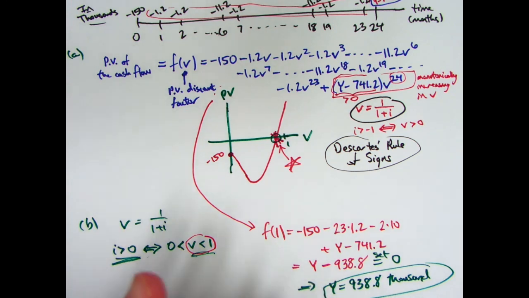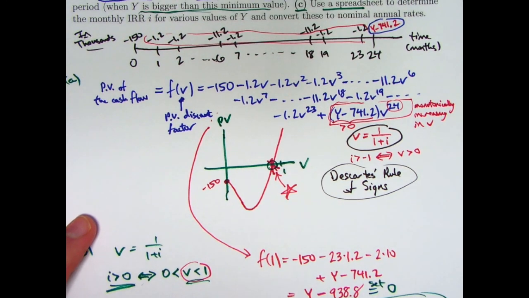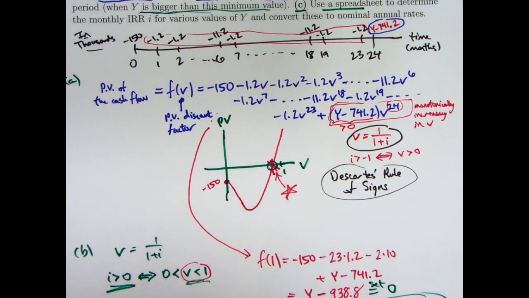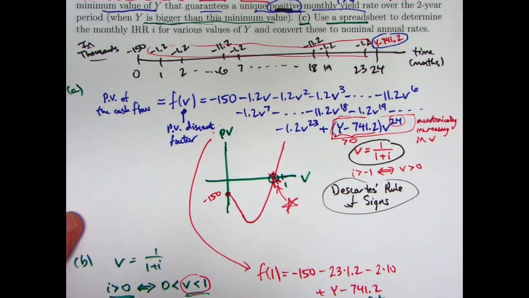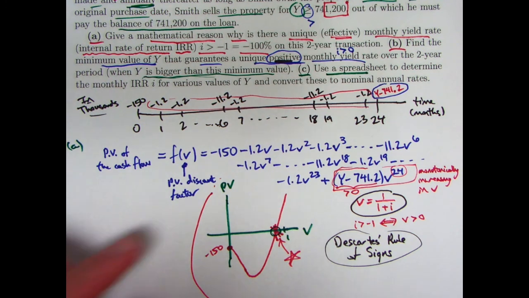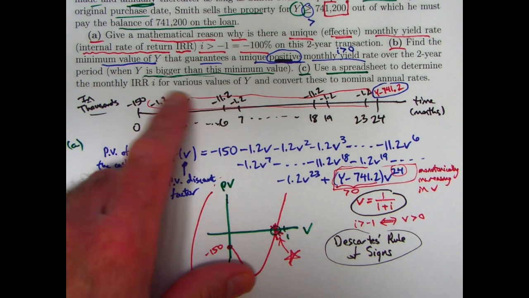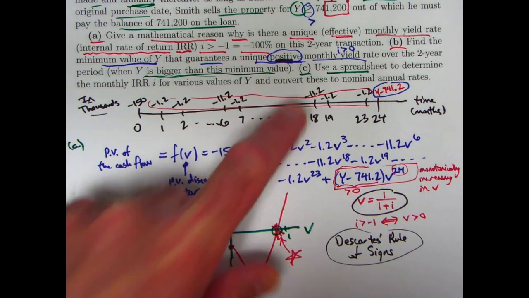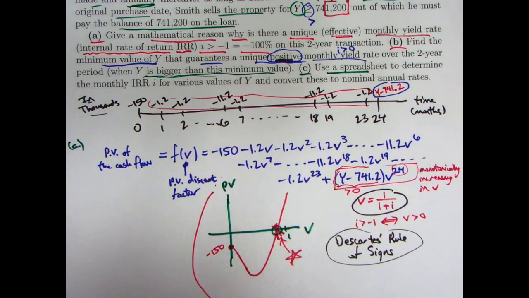Okay, that's a lot to take in. That's the mathematical part of this. You may want to rewatch it if it interested you enough to want to watch it again. We're going to now move on to doing the spreadsheet and actually calculating the yield, the internal rate of return for various values of Y, and also convert those to what are called nominal annual rates.